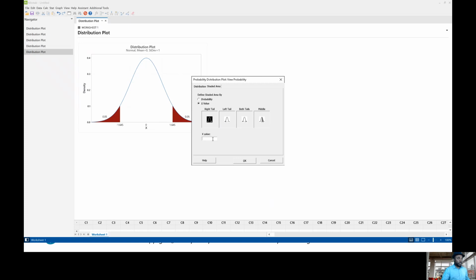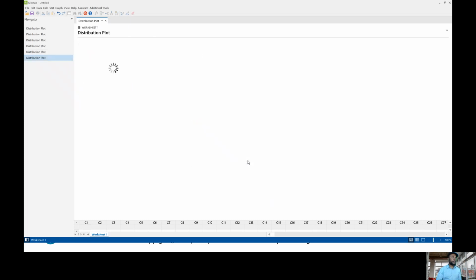If we click on right tail and we say this is 3.32, that's the z. When you click OK, that gives you the area here to the right, which is 0.00045101, and this is approximately 0.0005. That's what I have in the text. And then you multiply that by 2 since it's a two-tailed test. So this is alpha over 2 to the right here, and that gives you the p-value.